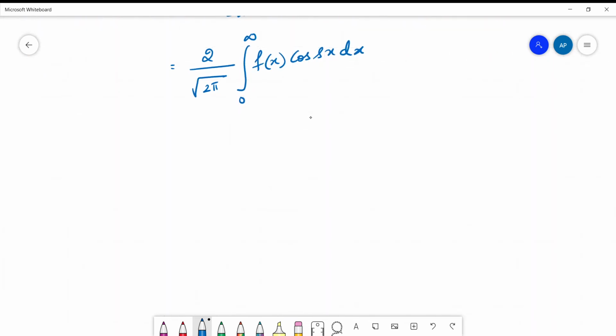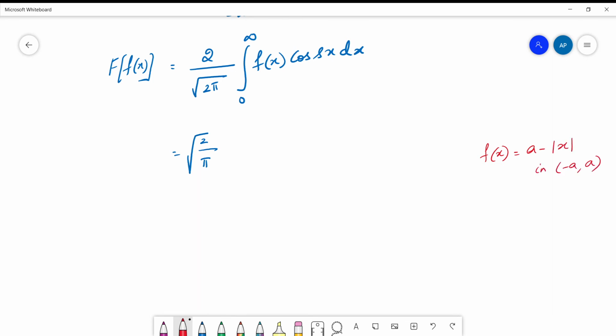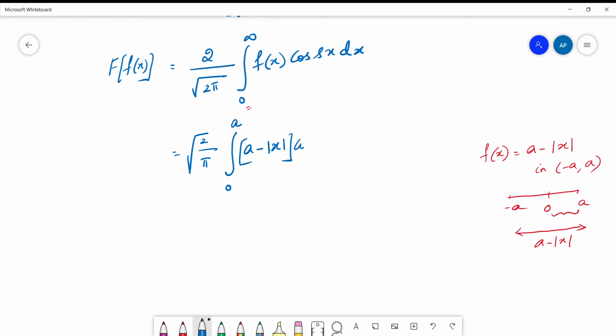So going back to the left hand side, please don't forget the left hand side. It's always Fourier of f of x. So this is root of 2 by pi. Before I substitute for f of x, let us go back to see what f of x is defined as. The non-zero function is defined in the interval minus a to a, but our lower limit here is 0. So though we have the full limit as minus a to a, we are interested only in this interval where it is defined to be a minus mod x. So therefore, we have integral 0 to a, and f of x is a minus mod x, and then we have cos sx dx.